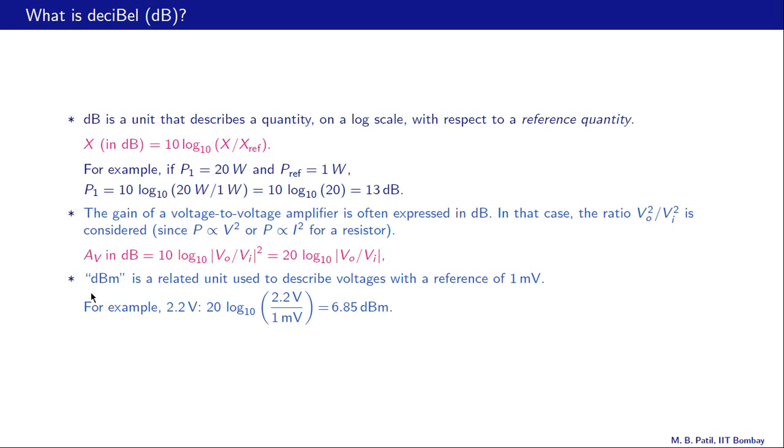There is another unit called dBm, and that is used to describe voltages when we have a reference voltage of 1 millivolt. So this milli is what this M stands for. Let's take an example. Say we have a voltage of 2.2 volts and we want to express that in dBm. That would be 20 log to the base 10 of 2.2 volts divided by 1 millivolt. So that turns out to be 6.85 dBm.